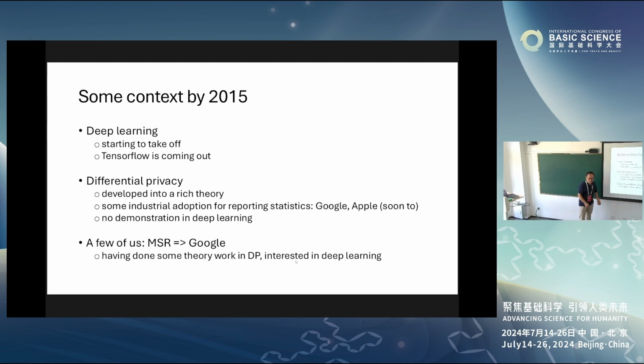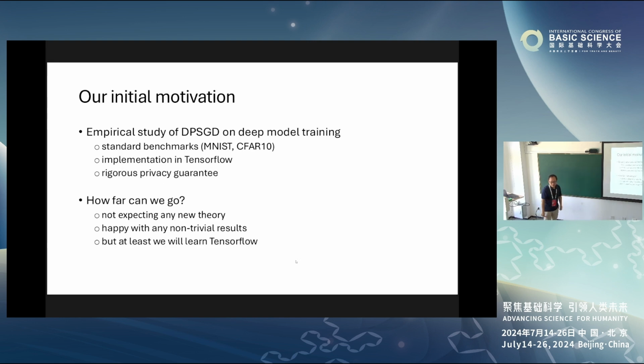Another factor, at a more personal level, is that a few of us used to work at MSR, where this whole theory of differential privacy originated. We moved from MSR to Google. We had done some theory work in differential privacy, and we were interested in deep learning. So it looked natural that we should try to apply differential privacy to deep learning. Our initial motivation was very simple. We just wanted to take DPSGD, do some empirical study, and see how well it can do.